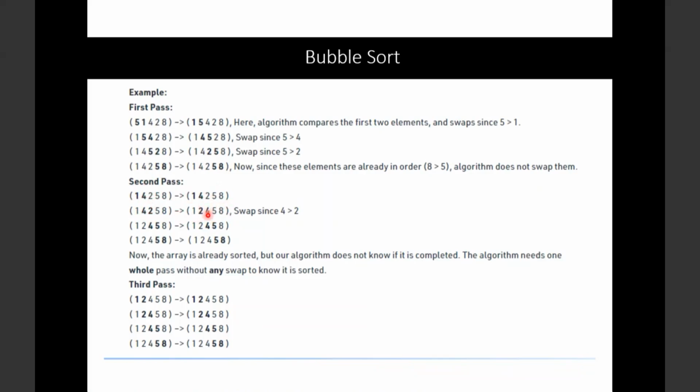So you will get the new numbers here. Next, check 4 and 5. Since 4 is smaller than 5, nothing changes. Then you need to check 5 and 8. Since 5 is smaller, nothing changes. Now if we look at this one here, all of the numbers have already been sorted out, but since the algorithm does not know if it is complete, the algorithm will check it once more. Akan buat lagi sekali, which is the third sequence, do the sorting.